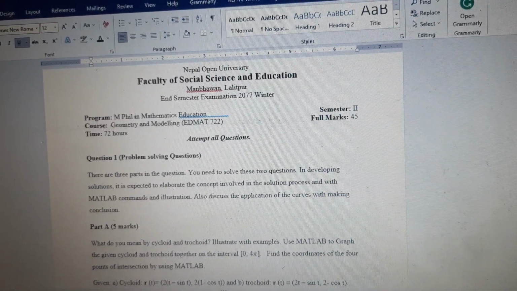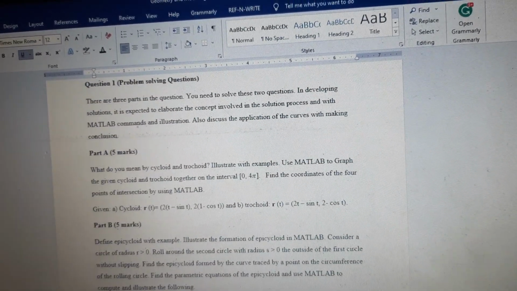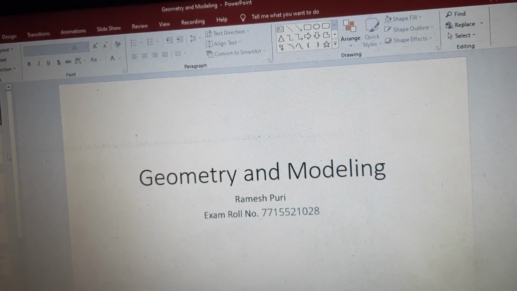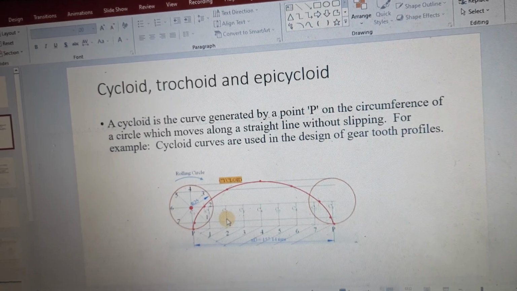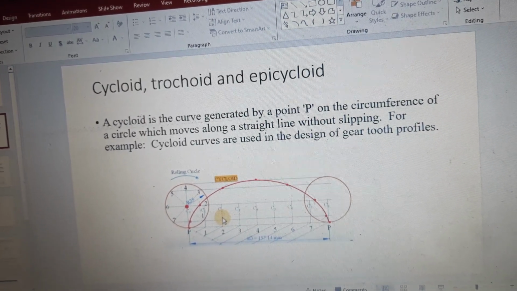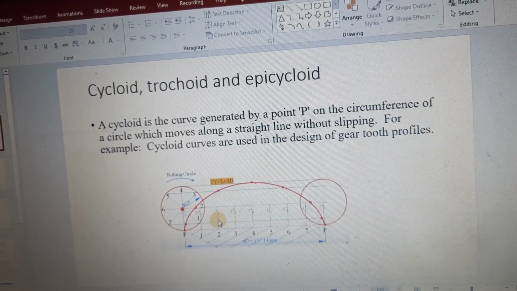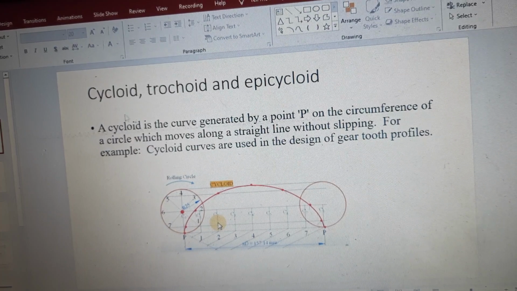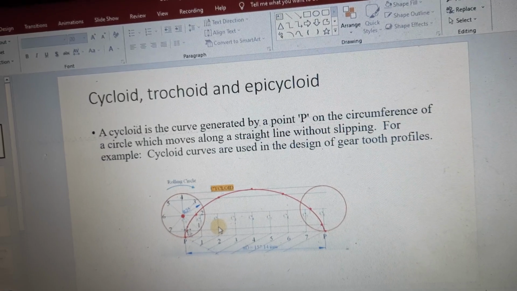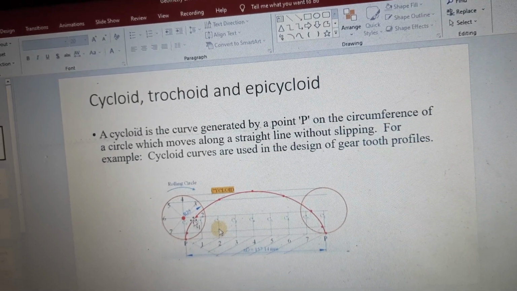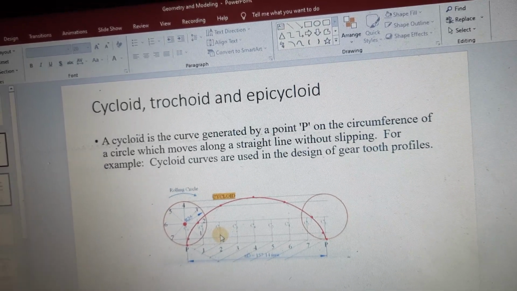What do you mean by cycloid and trochoid? Illustrate with examples. So here, I am going to explain about the cycloid. A cycloid is a curve generated by a point P on the circumference of a circle which moves along a straight line without slipping. For example, cycloid curves are used in the design of gear tooth profiles. Here in the figure, this is the circle which rolls in a straight line and forms a curve. This curve is called a cycloid.